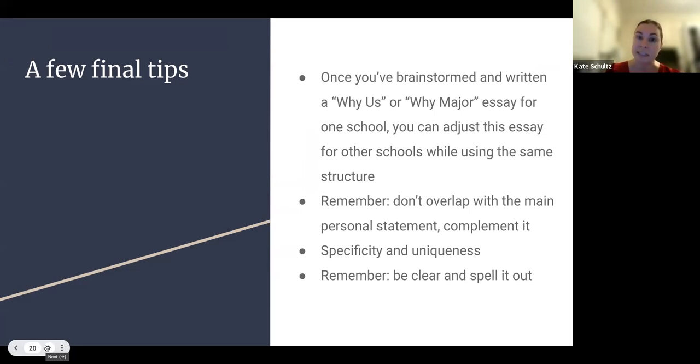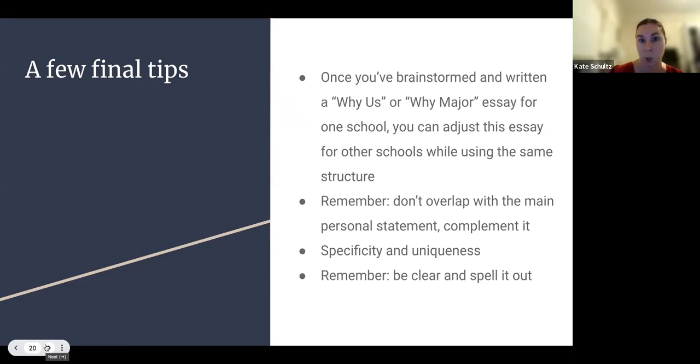Remember that specificity and uniqueness are important. So again, get specific about how you and the school are a good match, or what experiences you have had that reinforce your passions. As specific as you possibly can, in order to show your genuine interest and match with the school. As far as what we mean by uniqueness is we're all different, we're all unique, right?